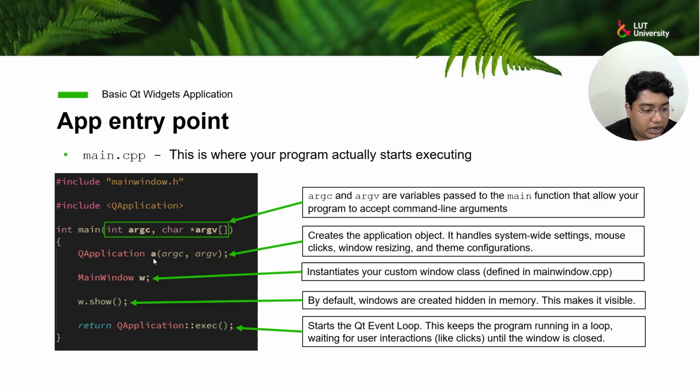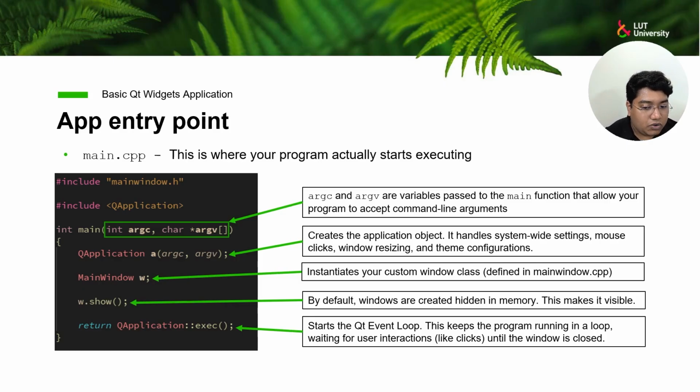Next, we create an instance of our own main window class. At this point, the window exists only in memory. It hasn't appeared on the screen yet. And that's why the next line calls show. This tells Qt to make the window visible.